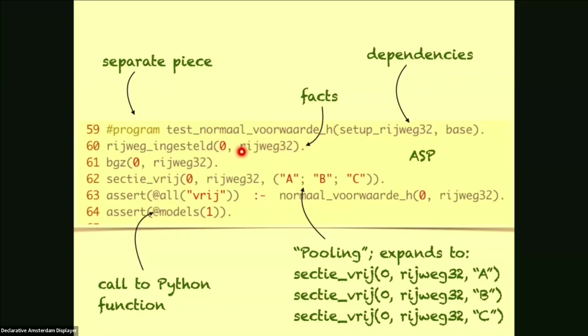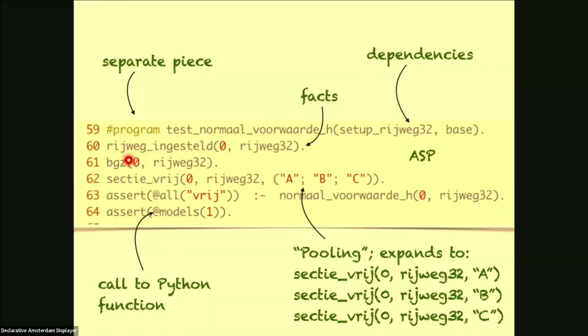Then I have to introduce facts. Here are a couple of facts in these lines. A fact is just a statement without the if. So there's no if on those lines. It just ends with a dot, and that means it's just a fact. This fact looks rather complicated because it looks a bit like a function. It has a 0 as an argument and a rijweg, route 32. But these are not variables. They are just literal facts, and you can just assume they are true.